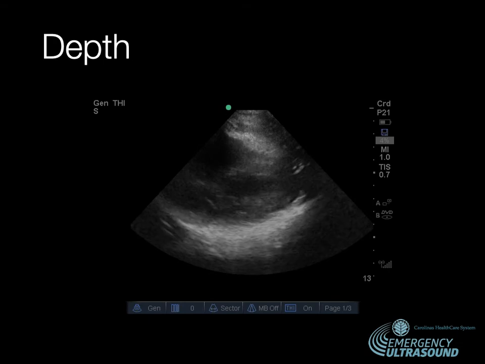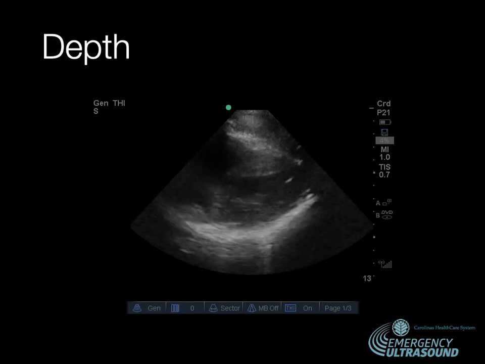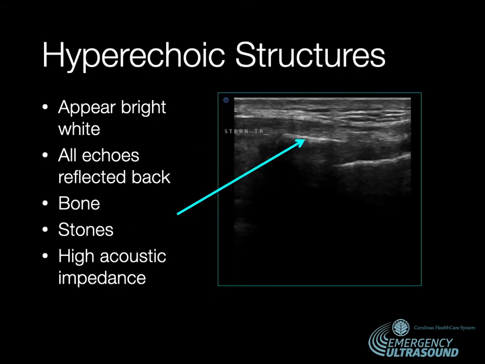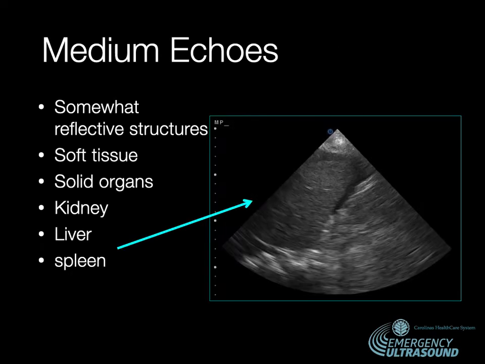Now we're going to talk about some of the other ultrasound terms that we use. So you might hear us say something about a hyperechoic structure. Now, a hyperechoic structure is going to appear bright white. All of the echoes are reflected back. Some examples of things that we see that are hyperechoic are going to be your bones, your stones, such as gallstones, or anything really with a high acoustic impedance.